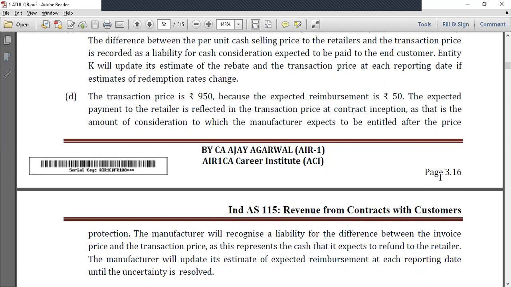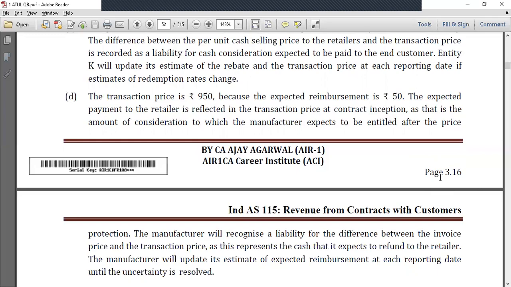Also, the manufacturer will recognize a liability for the difference between the invoice price. See, a liability will also be recognized between 1,000 rupees and 950 rupees. That is, 50 rupees of liability will be recognized. Okay, and this represents the cash that it expects to refund to the retailer. And here, as it is refundable, it will be a liability. The manufacturer will update its estimate of expected reimbursement at each reporting date until the uncertainty is resolved.